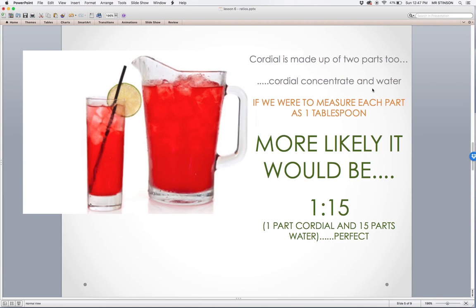Cordial is something similar that we can express as a ratio. It's made up of 2 things, or 2 parts: cordial concentrate and water. Now if we were to measure each part as 1 tablespoon, we could express the ratio of cordial as 1 part cordial and 15 parts water, making sure that each part was equal, that is 1 tablespoon.